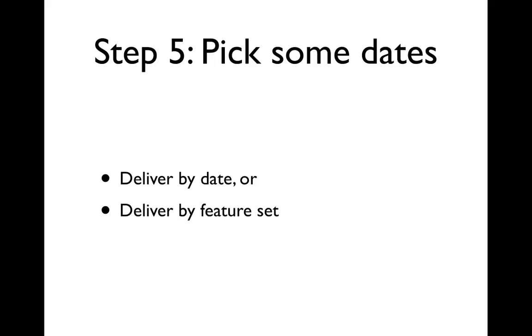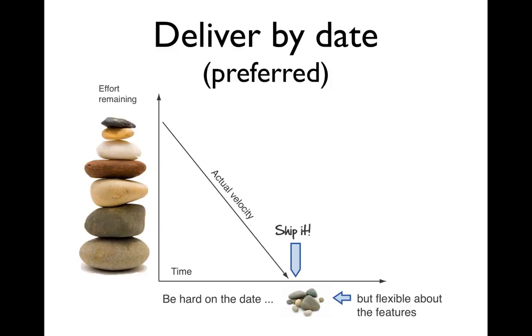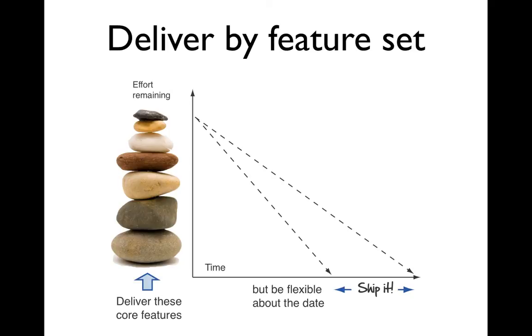And then finally, we get to pick some dates. Now you've got 2 options here. We can deliver by date or deliver by feature set. Deliver by date, which is preferred, means you draw a hard line in the sand and you say, no matter what, we're going to ship product by that date. And here we're flexing on scope. Delivery by feature set means we're going to focus more on a core set of features, but we're going to flex a little bit about the date. It's going to land somewhere between here and here.